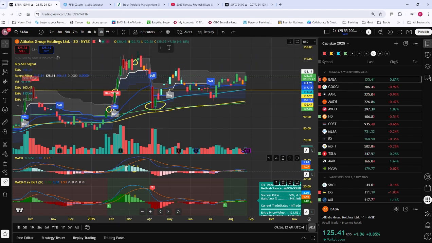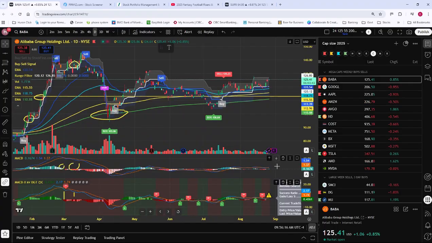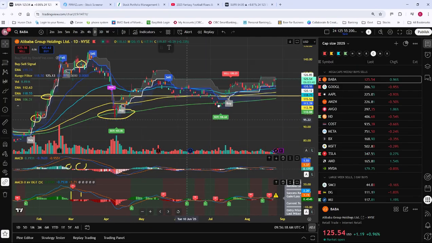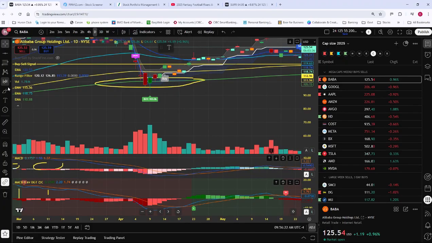And then look what we got. Beautiful. We've got our green bungee cord buy signal. Inside of the yellow, this is just an absolute perfect example of what can happen when you do things right. We got our buy signal inside the circle.